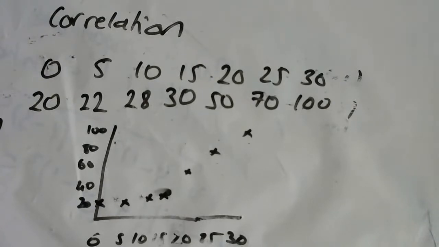What kind of correlation does this graph show? Can you pop it in the chat box for me? All right? So pop in the chat box. What type of correlation do you think that graph shows?